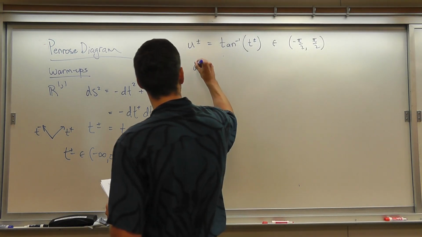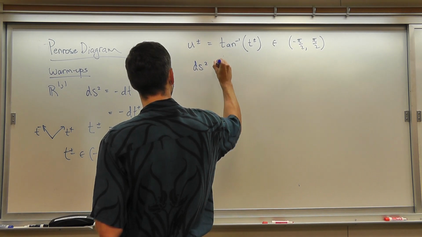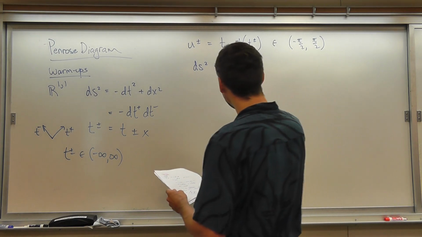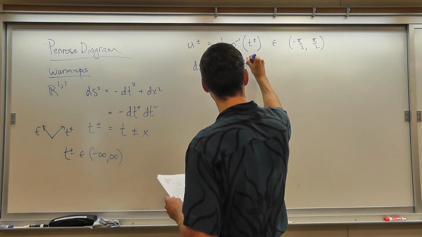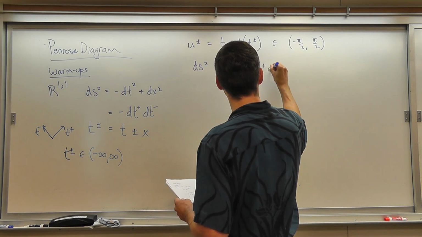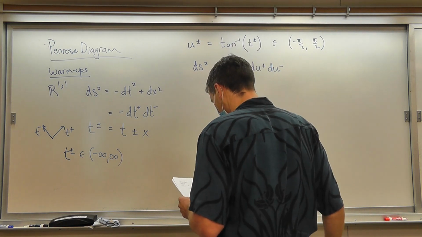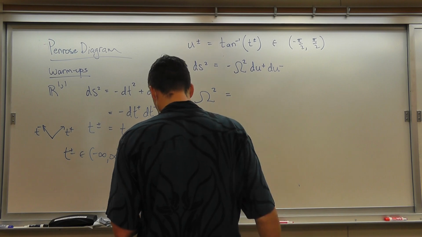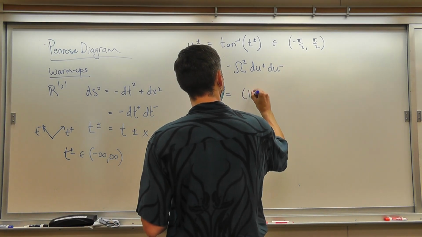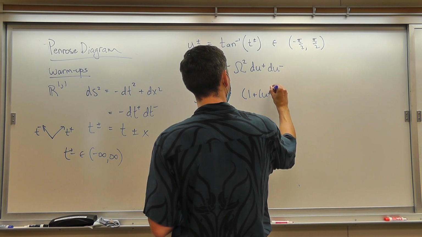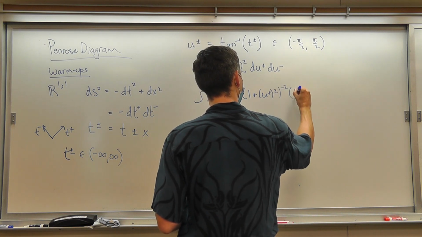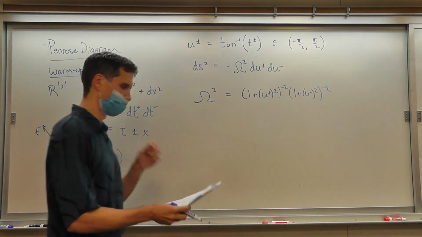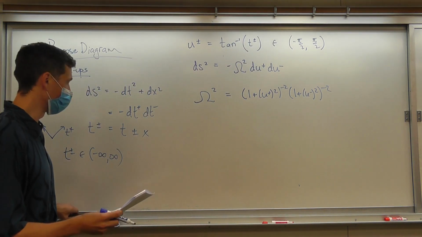So the metric in these coordinates is obtained just by plugging this in. And what you'll find is minus omega squared du⁺ du⁻, where the conformal factor, omega squared, is (1 plus u⁺ squared) to the minus 1 times (1 plus u⁻ squared) to the minus 1. Sorry, those were both minus 1.